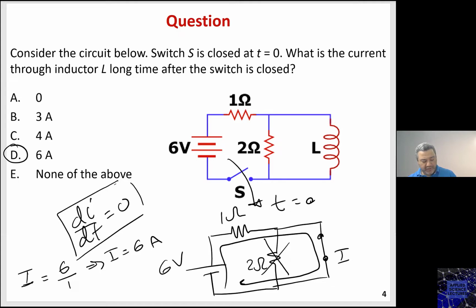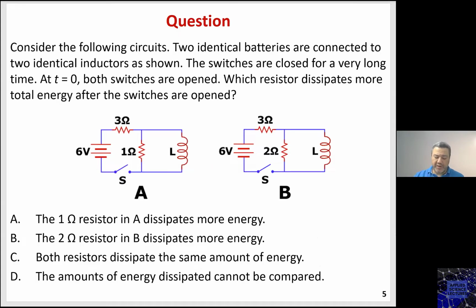Now let's move on to the next question. Here we have this question. Two circuits with identical batteries are connected to two identical inductors as shown here. The switches are closed for a very long time. At t equals 0, both the switches are open.